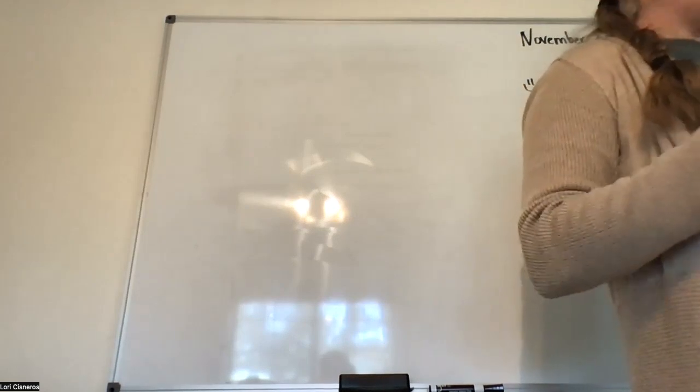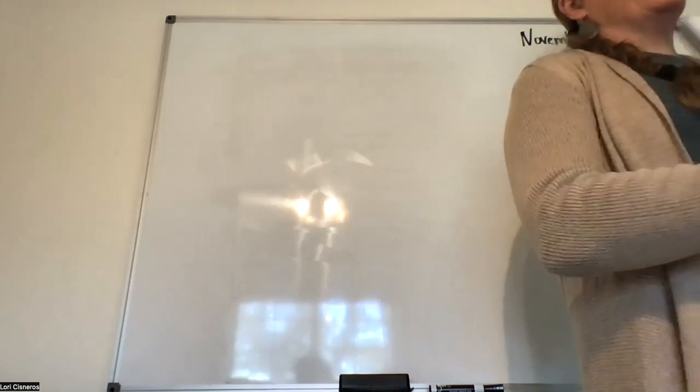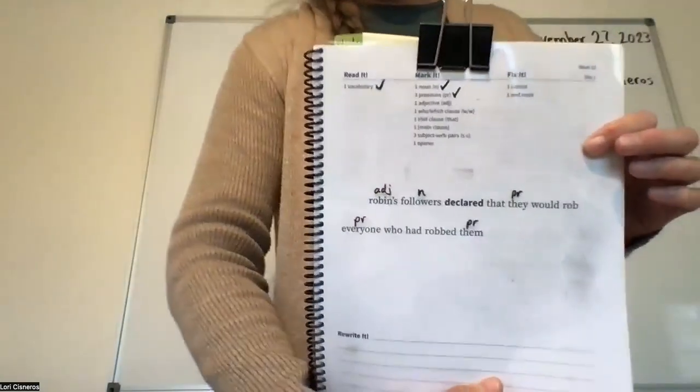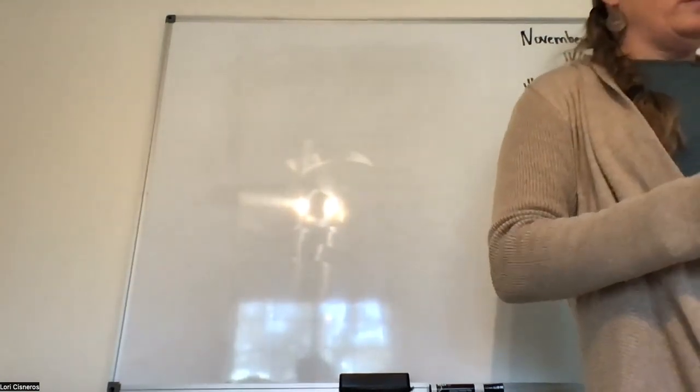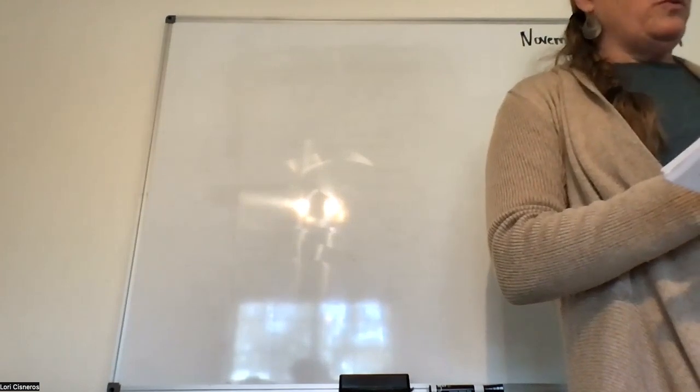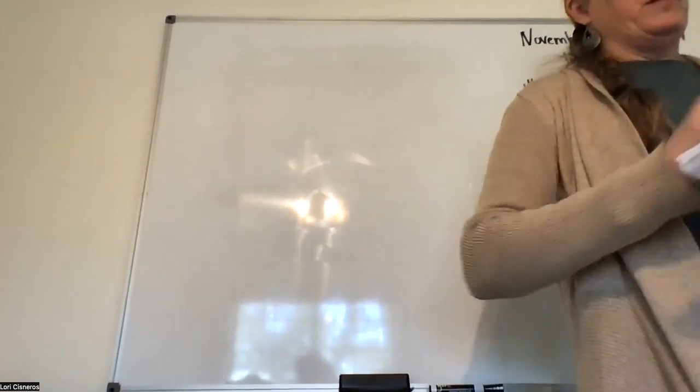Okay, so adjective, Paisley. I already told you. Robin's, yes, because it's telling whose followers. So Robin's is the adjective there, only one. And then Mia, what about the who clause? Who had robbed them. So that is with parentheses.